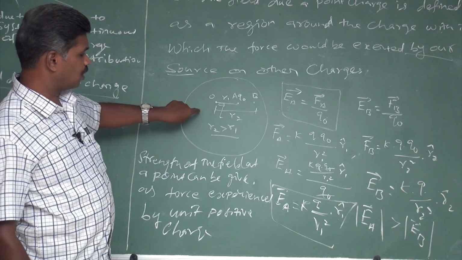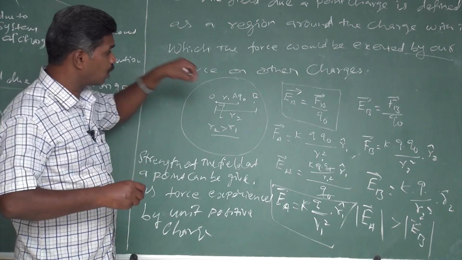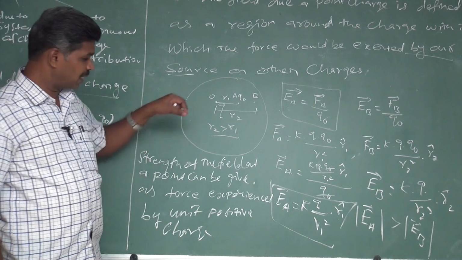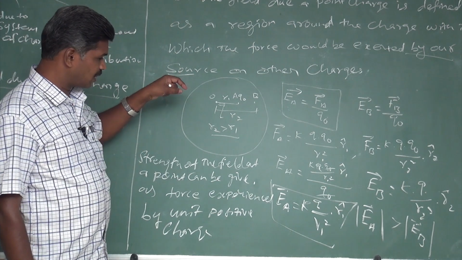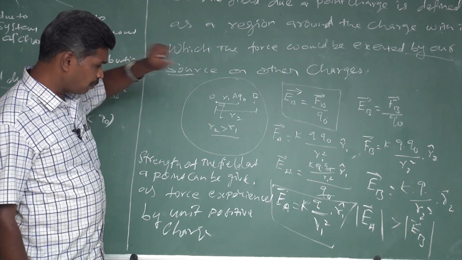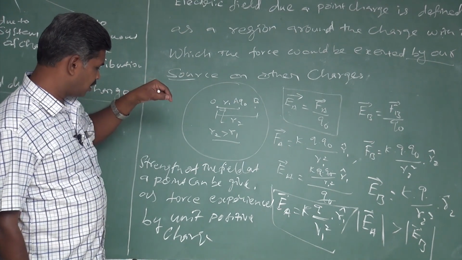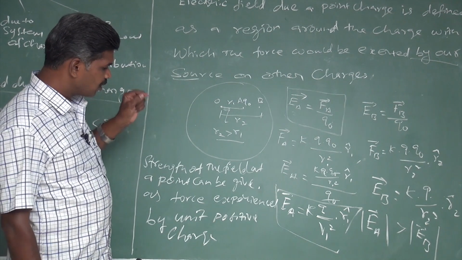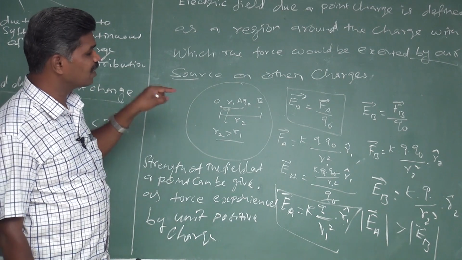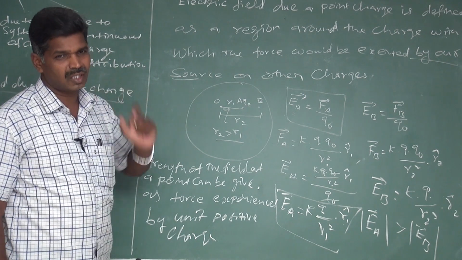Around a charge we have an electric field. The strength is different from one point to another point, and that strength can be calculated based on the force. So each and every point in our field has a different strength. The strength of the field at a point can be given as the force experienced by a unit positive charge kept at that point. But the field direction is given by the force direction.